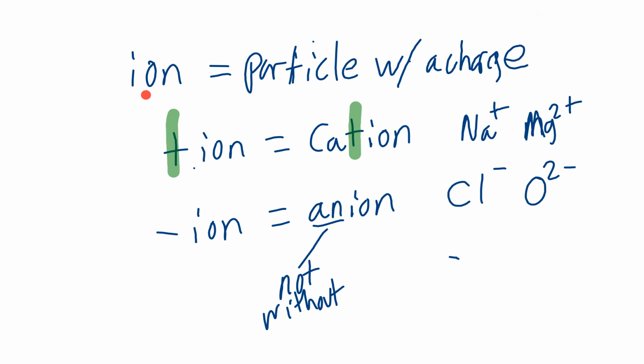Okay? An ion is a particle with a charge. A positive ion is called a cation. I remember this because the t in cation kind of looks like a plus. So positive ions are cations. Negative ions are called anions. Okay?